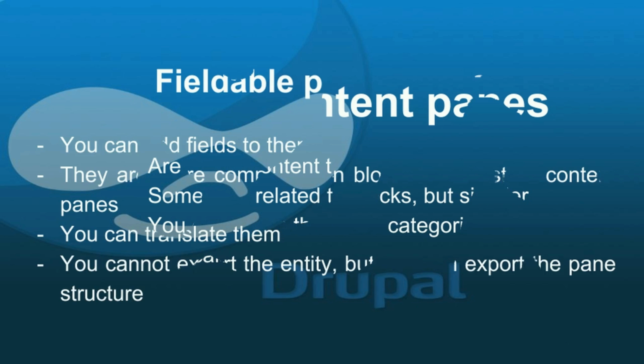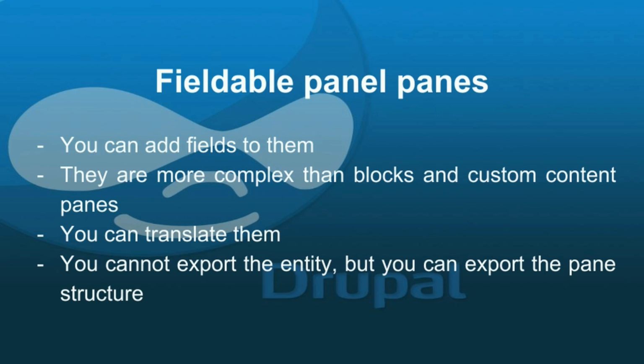Now, fieldable panel panes. From the start, you see the word fieldable. This means that you can add fields to them. I know, you'll say something like, why use them since you can add fields to content types? The idea of them is to have something more complex than a block, but less complex than a content type. For example, you or your client want to have on the homepage a block with an image, and over that image a title, a short description, and a link.